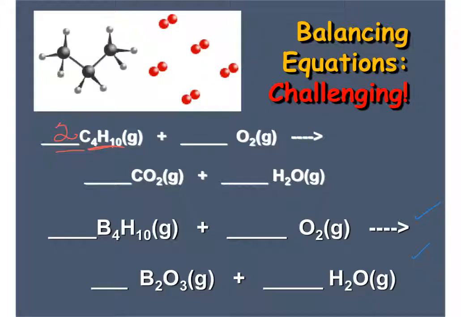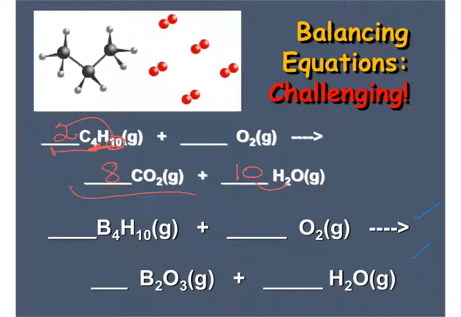How many carbons do we have in the reactant side? Well, now we have 2 times 4, or 8. So now I'm going to put an 8 here. How many hydrogen on the reactant side? 2 times 10 is 20. So I'm going to put a 10 here so that I have 20 hydrogen on the product side.